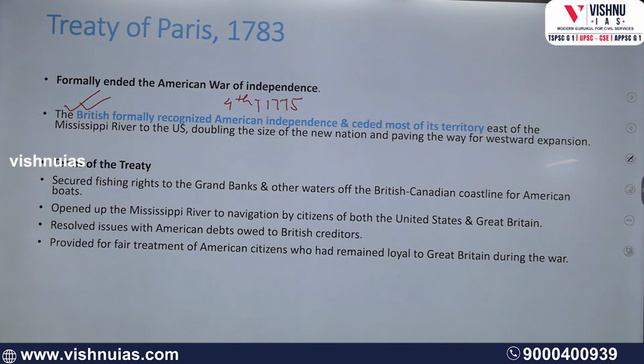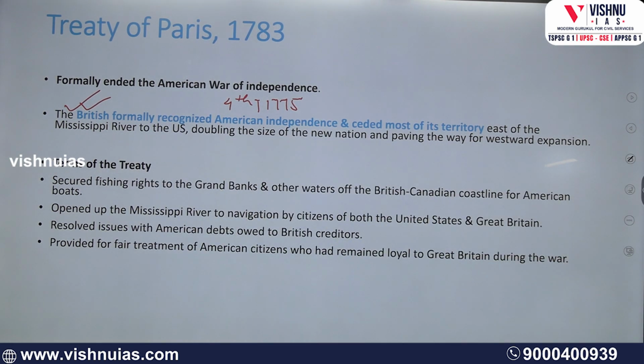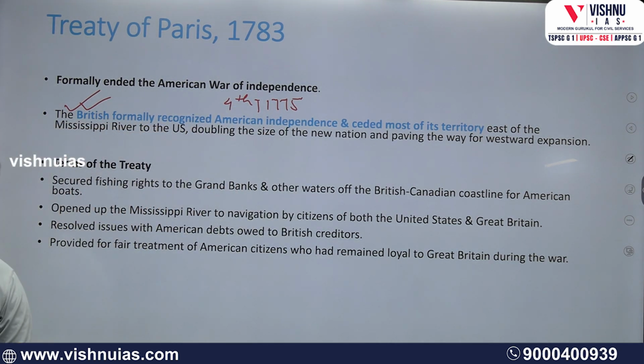Britain officially accepts America's independence. Guys, these are some other terms, not that important, but for example, there were many American people who had supported British during the war. So they said we will leniently treat them. Similarly, the debt that American companies had taken from Britain was discussed and everything was sorted at this point of time. We are not worried about other points, we are mostly worried about the first point.